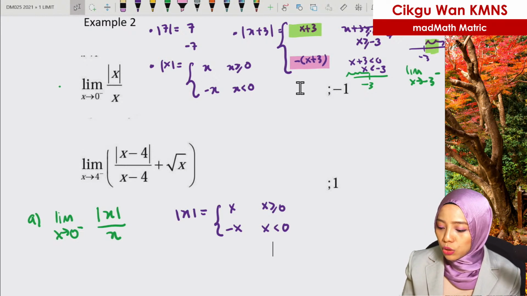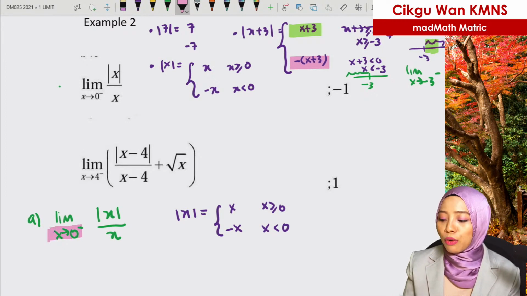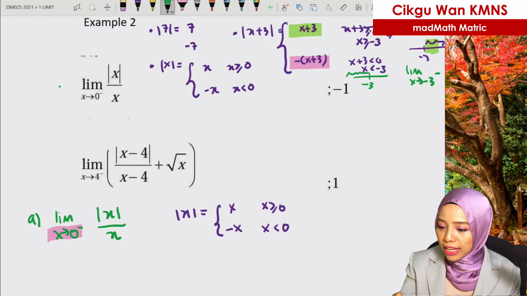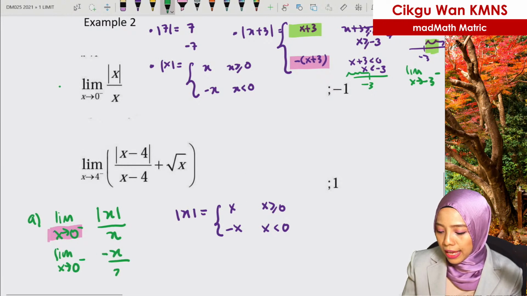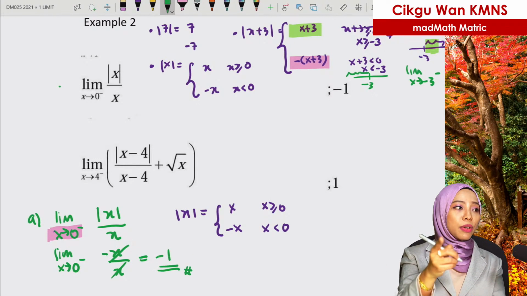Okay. So now, since x is approaching 0 from the left, which function are we taking? Negative x. So the limit as x approaches 0 from the left of negative x, the answer would be negative 1. Okay, agree? Does everyone get negative 1?